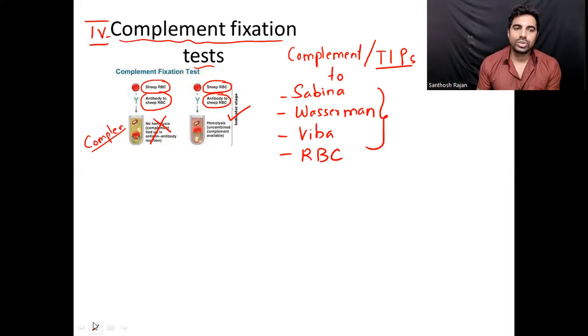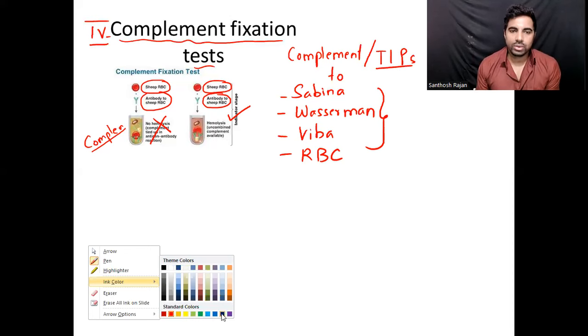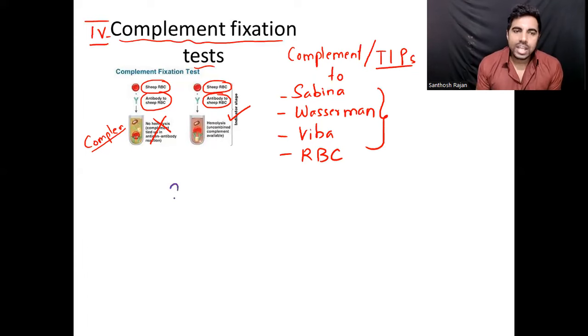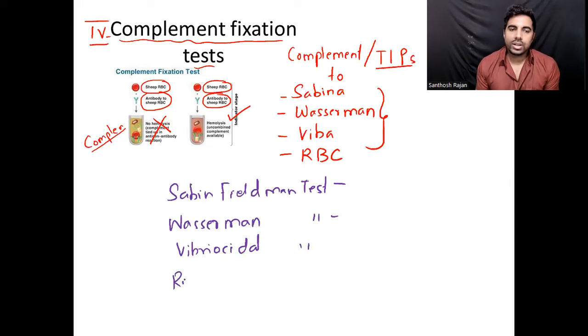So now you have to remember all the complement fixation tests. What are those tests? I'm going to write them here. First, Sabin Feldman test; we'll talk about which disease in a minute. Then Washerman test. And then Vibha: vibriocidal. And RBC: R for rickettsia, B for Brucella, and C for chlamydia.